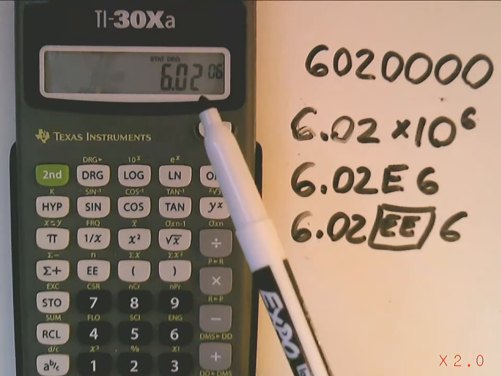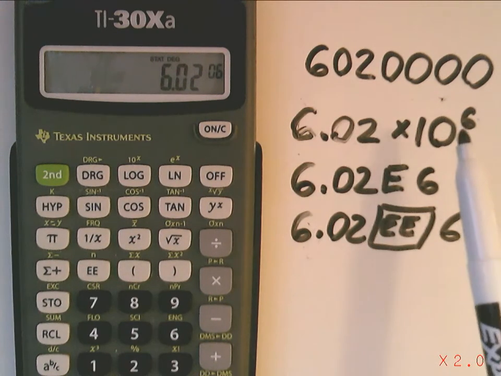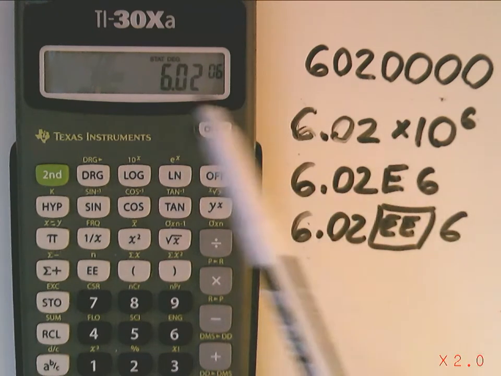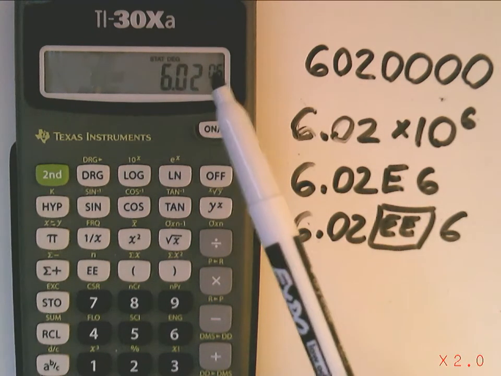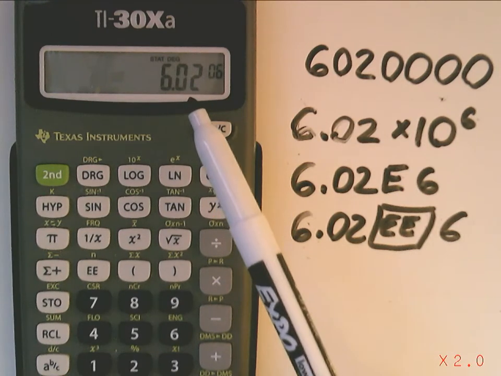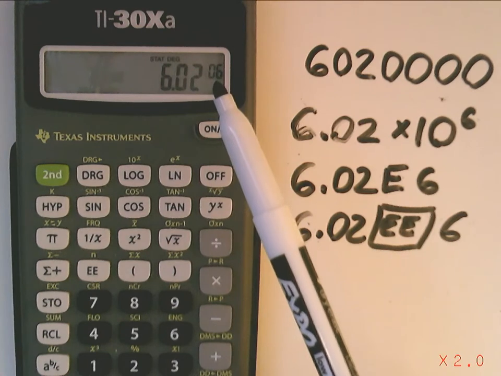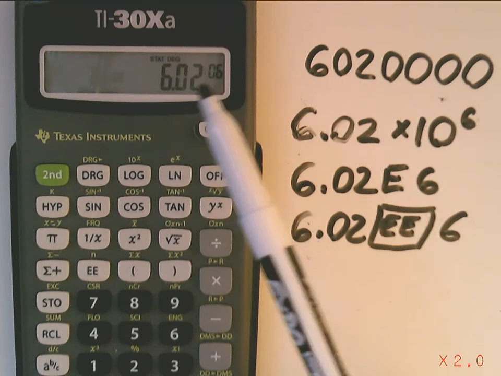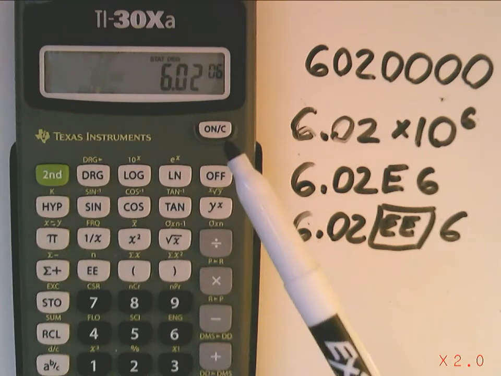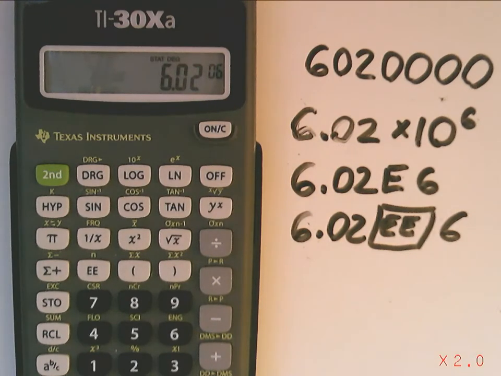Notice it looks a little different from what I would write out. It doesn't show the times 10 to the part. It just shows the number and then the exponent. Now that does not mean 6.02 to the 6th power. That's something completely different. It means 6.02 times 10 to the 6th. And it expects you to put in the times 10 to the yourself when you're reading that off.